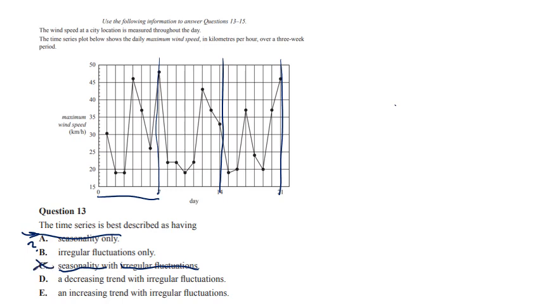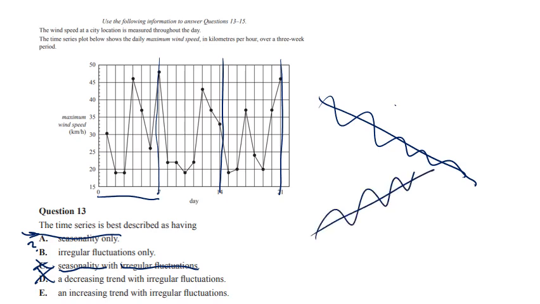A decreasing trend. Can you see anything looking down? I mean, is it wiggling down? No. And for the same reason, an increasing trend. So that might be like you can see a trend like this and the fluctuations are going up like this. No. Look, this is just irregular. So the answer is B. But that one was done quite badly.